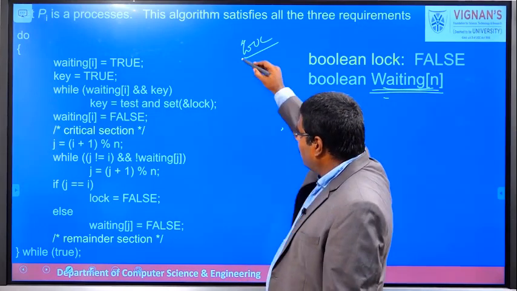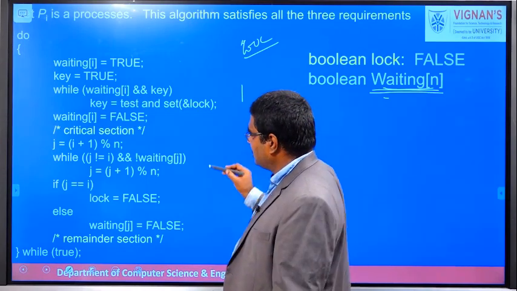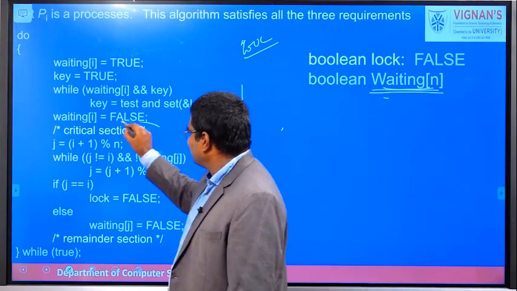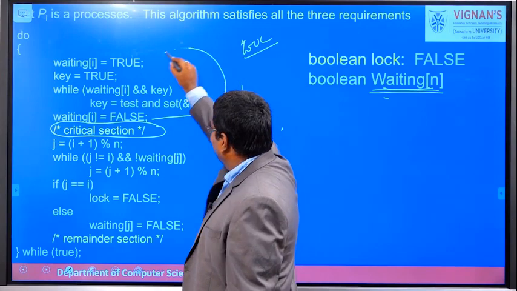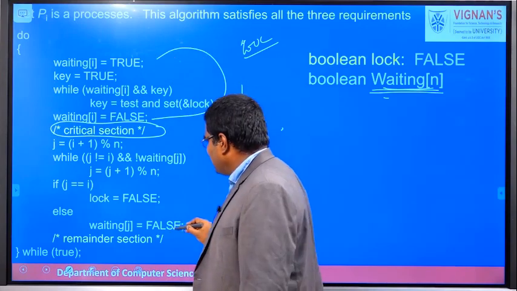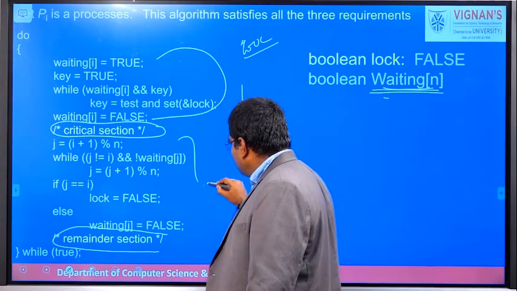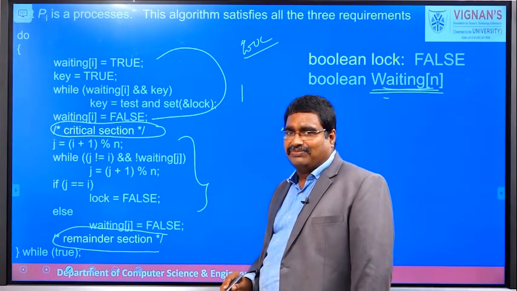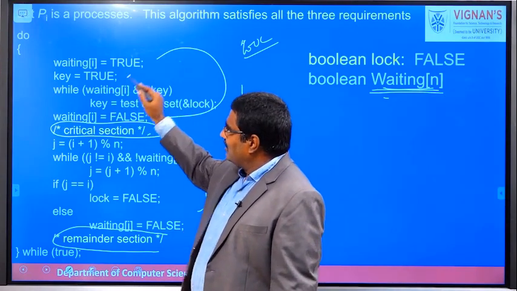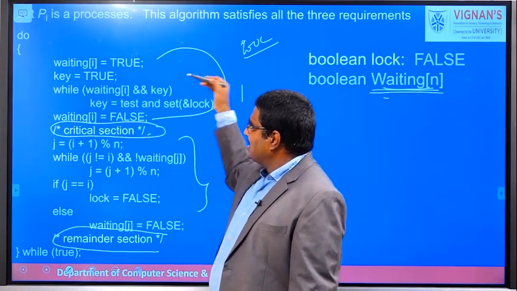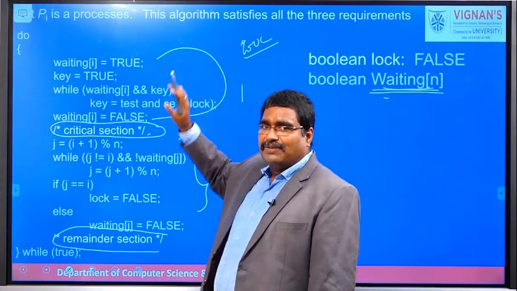For example, this is the code for the ith process. Already we know that this is the critical section. This code is used for the entry section, and this is the remainder section. After the critical section execution, this is used for the exit section. In the previous code, we used only the while test and set of lock statement in the entry section.